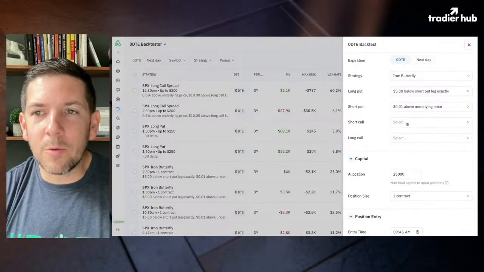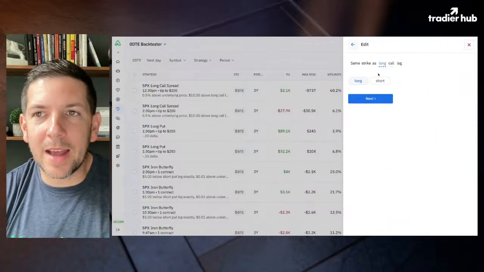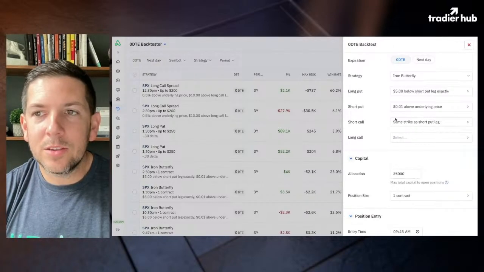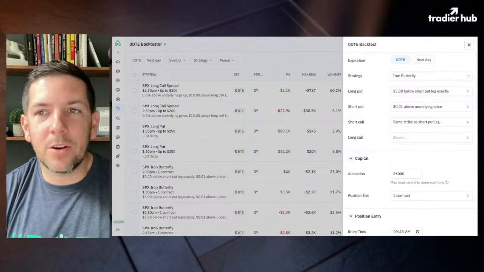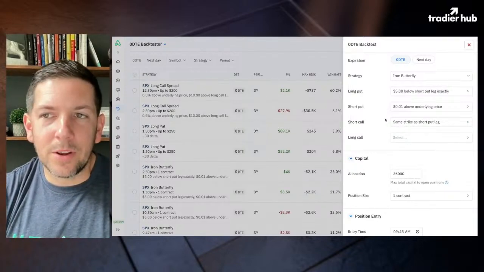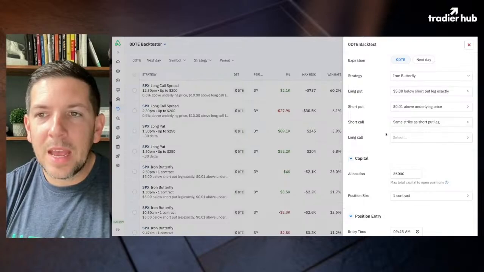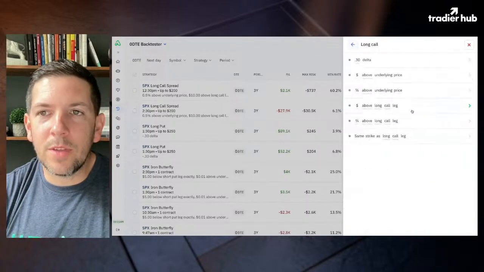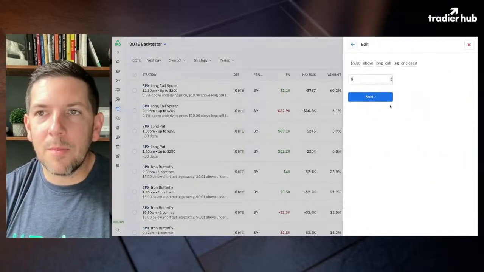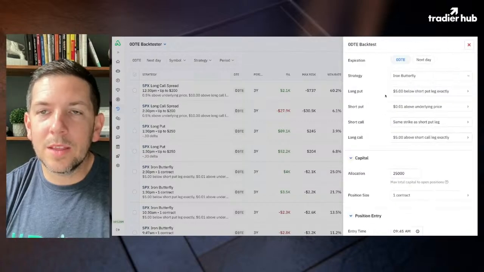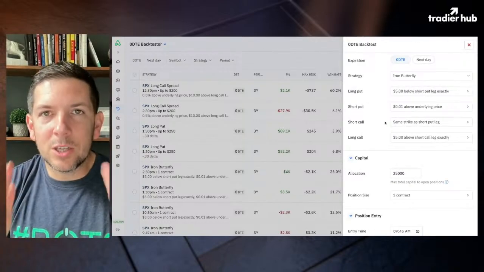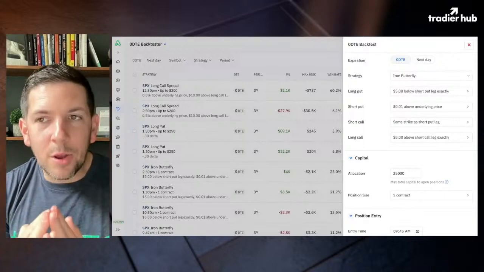The short call strike, we're going to do the same strike as our short put leg. So notice we're using all types of different recipes here, but we're kind of creating and crafting our own strategy. It's just using very natural language logic in here. And then the long call strike, we're going to do that one $5 above our short call leg exactly. So this is essentially creating a very tall, very narrow iron butterfly.